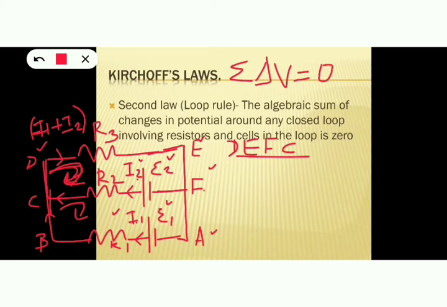Okay. Now consider the loop DEFC and just start from this point, that means from the positive terminal of the cell.